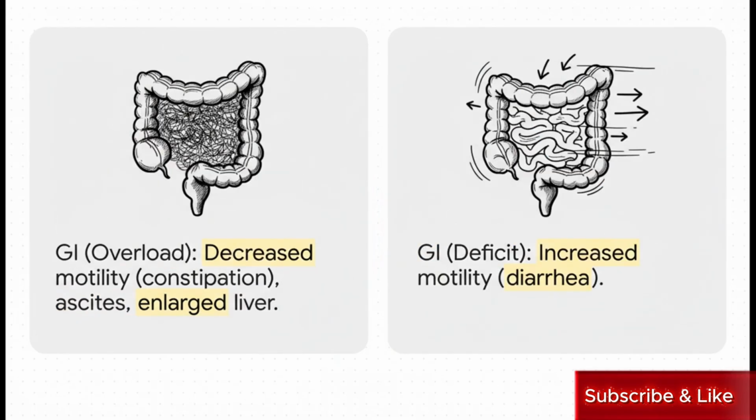The GI system also tells a part of the story. In overload, everything gets swollen and sluggish, which can lead to constipation. You might even see a bloated abdomen from ascites. Now with deficit, you might see something that seems counterintuitive, diarrhea. But it happens because the body is trying to eliminate waste without enough fluid to form solid stool.